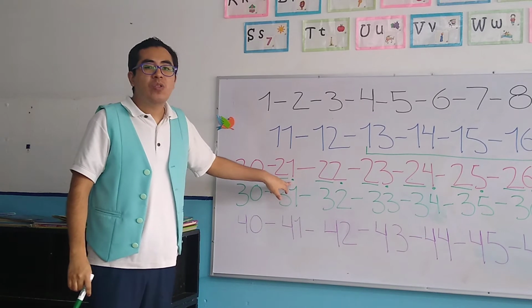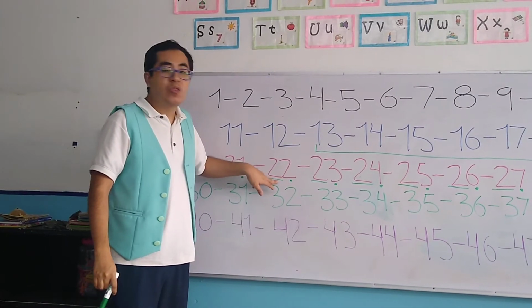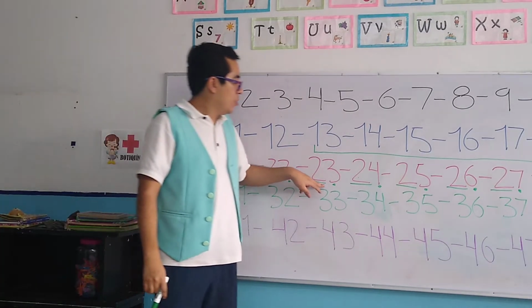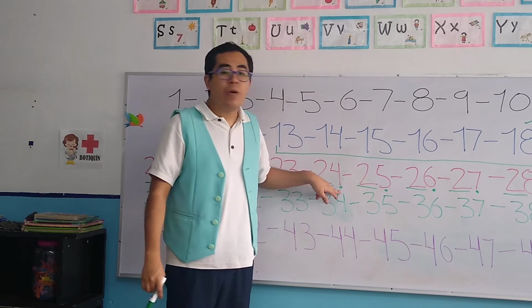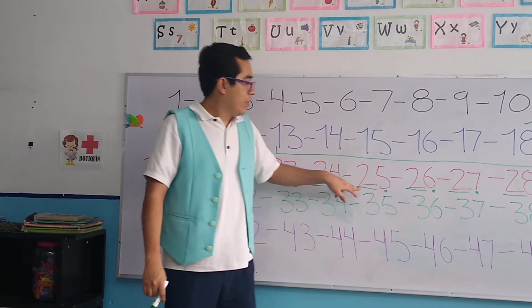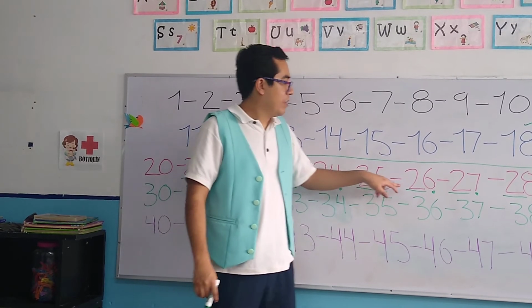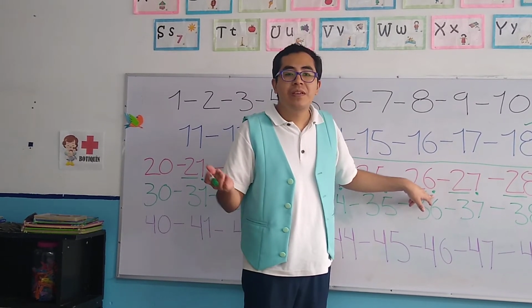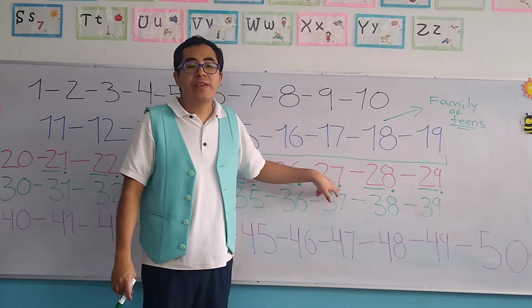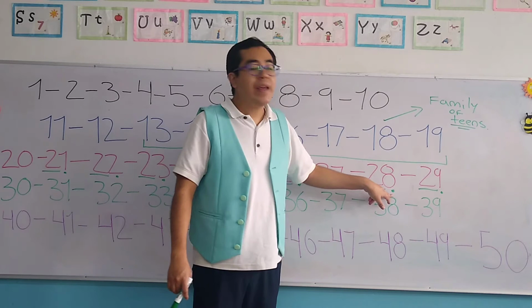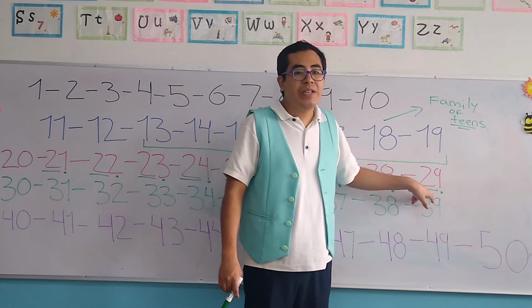2 and 1, 21. 2 and 2, 22. 2 and 3, 23. 2 and 4, 24. 2 and 5, 25. 2 and 6, 26. 2 and 7, 27. 2 and 8, 28. 2 and 9, 29.